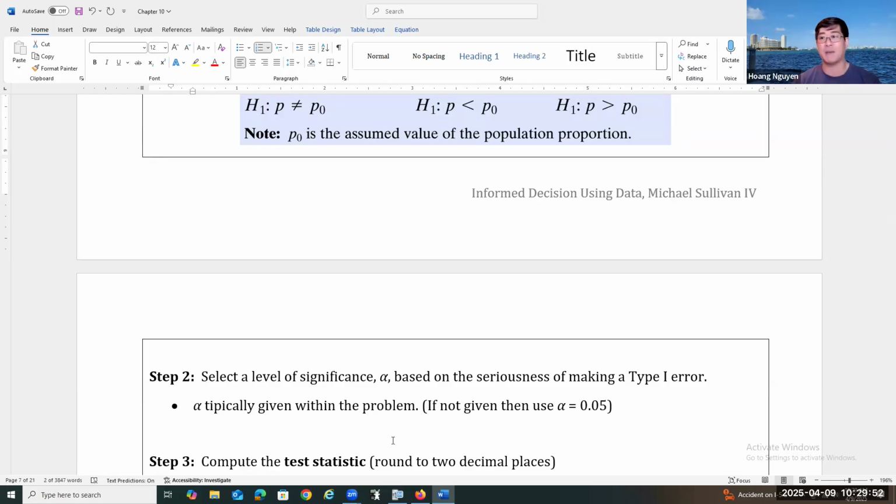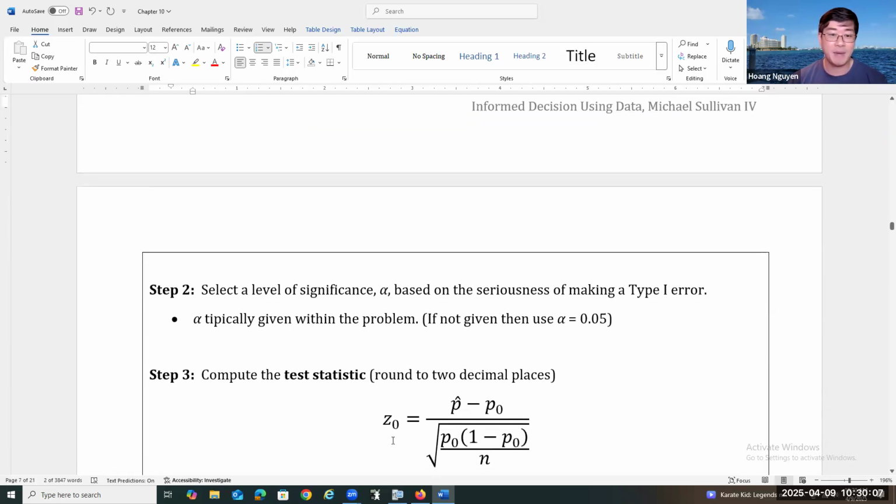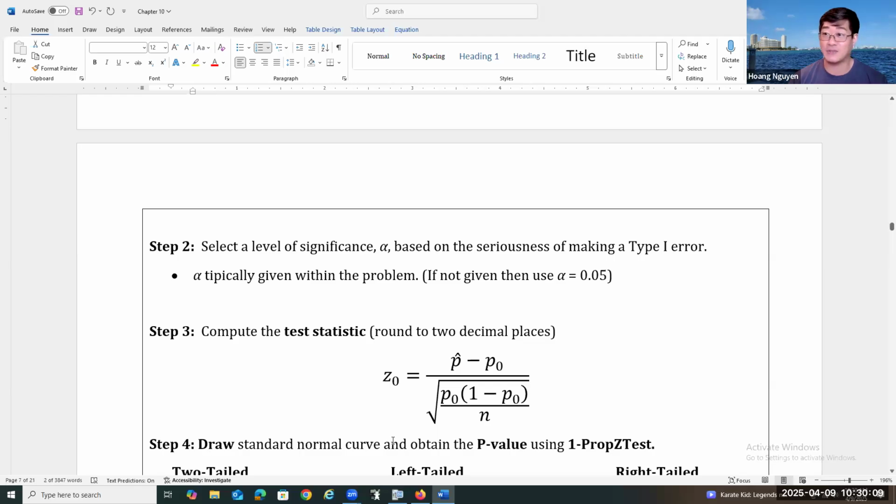0.05. Okay, so that's going to be step number 2. Select the level of significance alpha based on the seriousness of making a type 1 error. I hope that you can remember type 1 error from section 10.1, right? Now, step number 3, we're going to calculate the test statistic. So we're going to use this provided formula to calculate the test statistic.